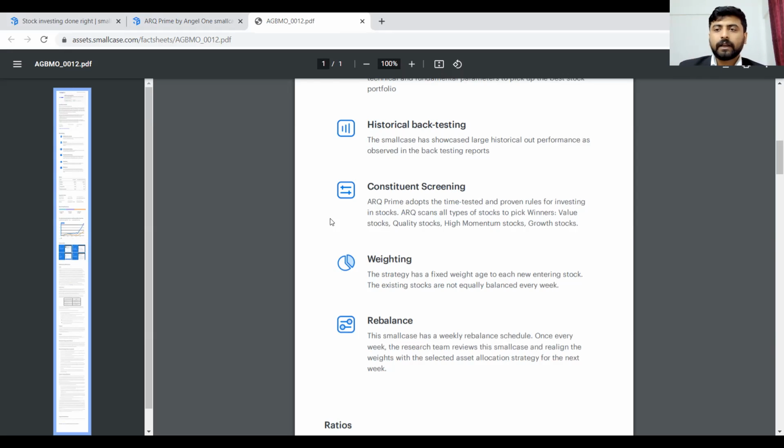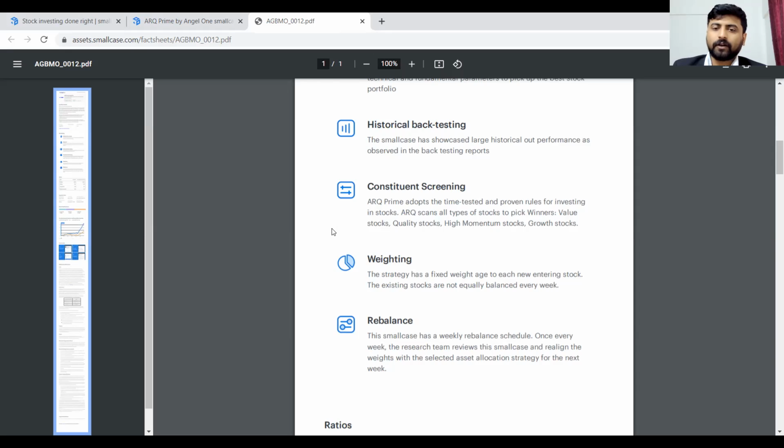What does equiweighted mean? Now, let us say that there are 10 stocks in any particular smallcase. So if every stock has roughly a 10% weightage, then that means that it's an equiweighted portfolio. Now, let us say that there is a smallcase basket where one stock has 30% weightage and the other stock has a 5% weightage. In that case, it's not an equiweighted portfolio. So that is what we mean by weighting mechanism. That will be mentioned over here.